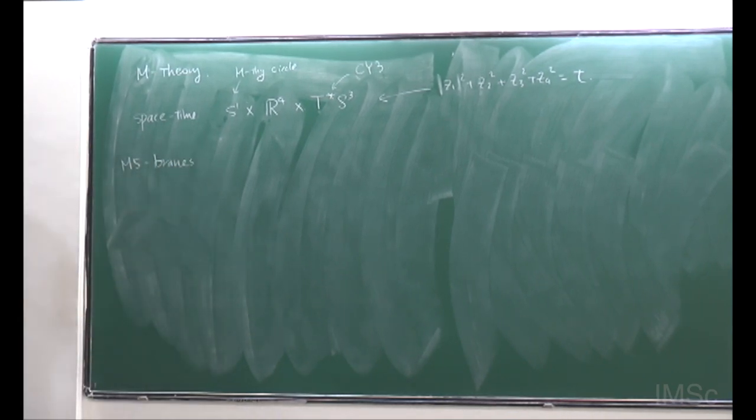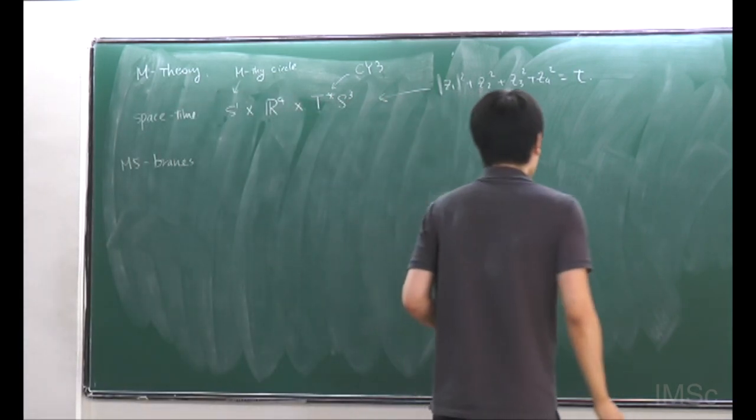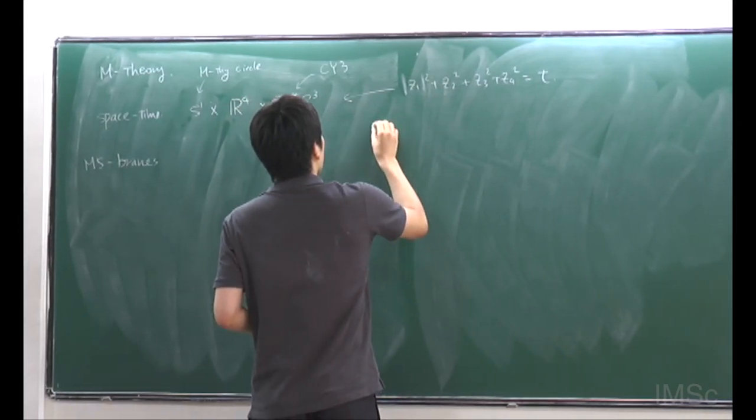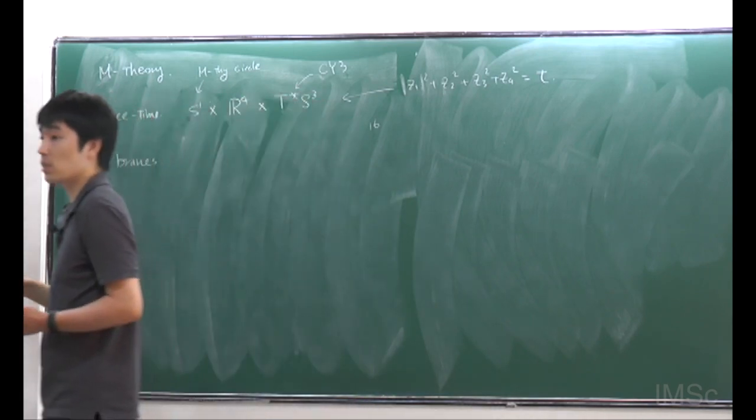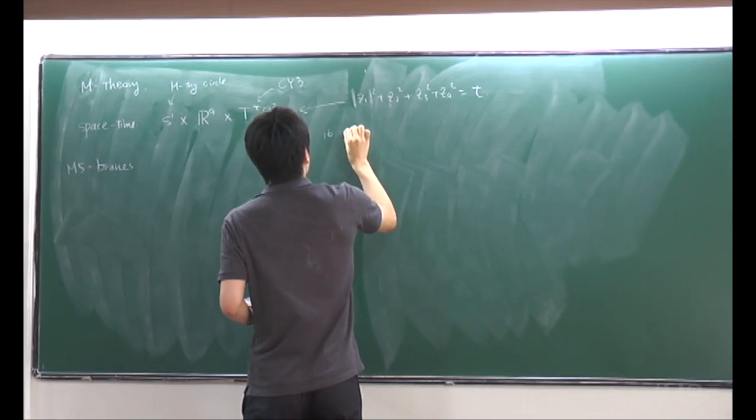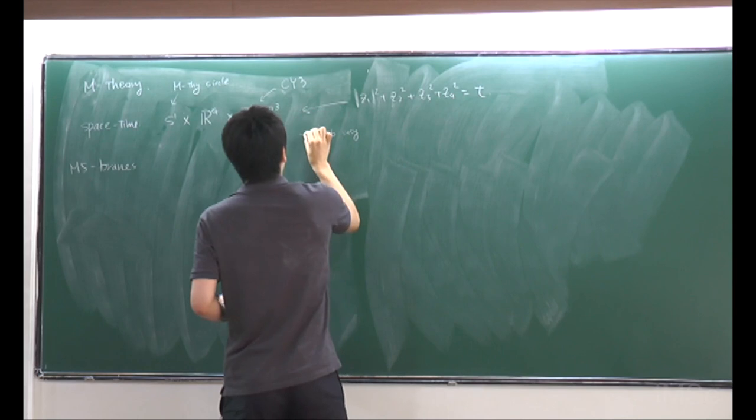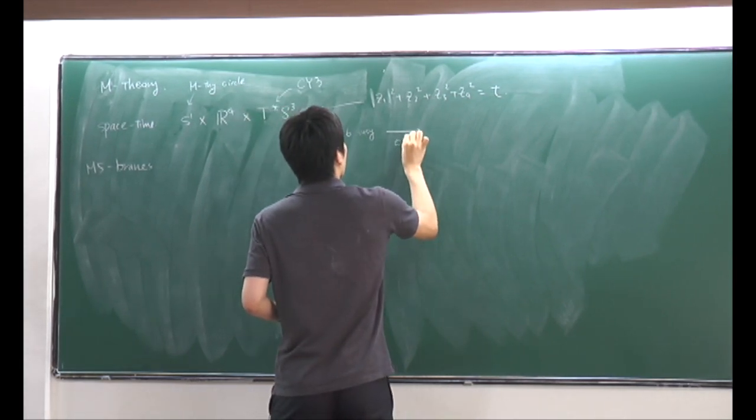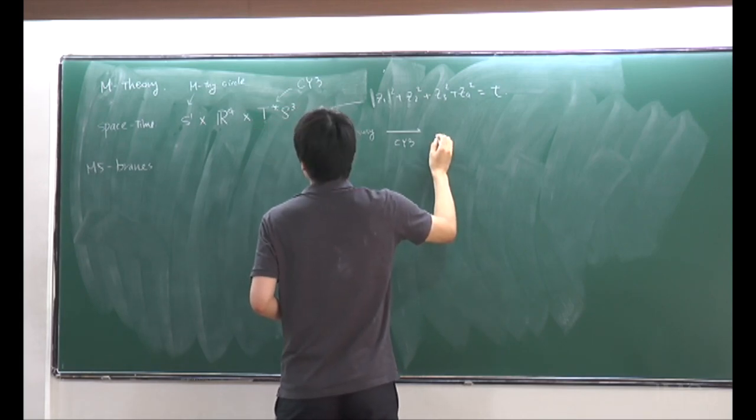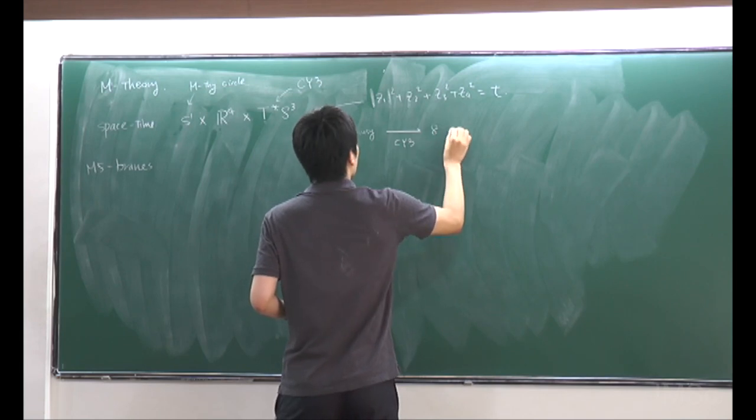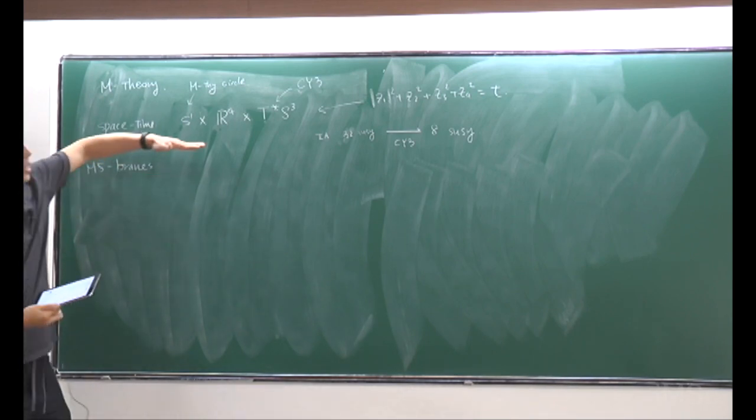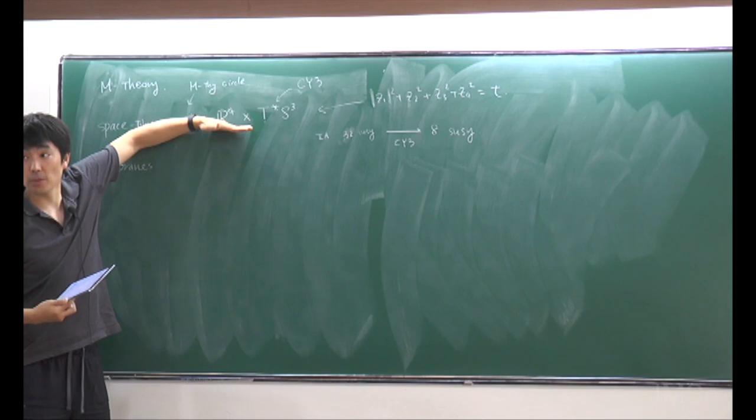I should mention first that you have 32 supercharges to start with for type IIA theory, M theory. But if you put the Calabi-Yau 3-fold, it breaks to 8 supercharges. So the space-time preserves 8 supercharges.